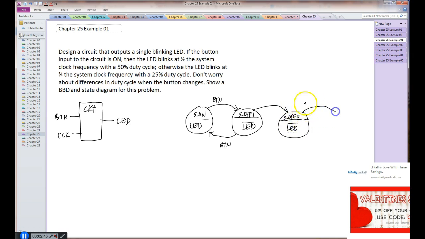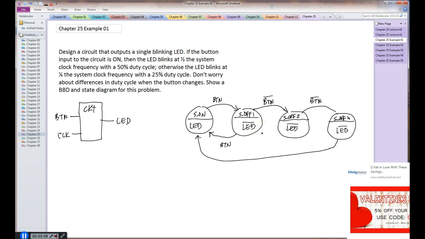Okay, and we'll do that one more time. Once again, the button's off. And the button's still off. It's off. Okay, and lastly, we can just send it back here because we know that's going to happen.